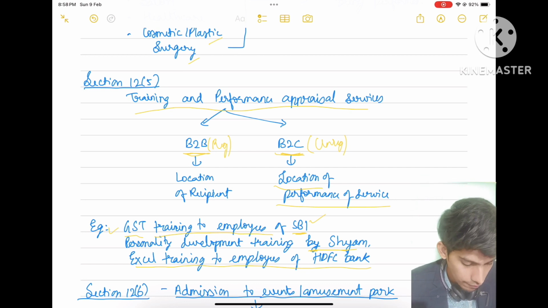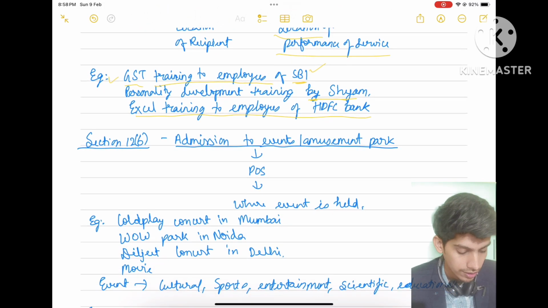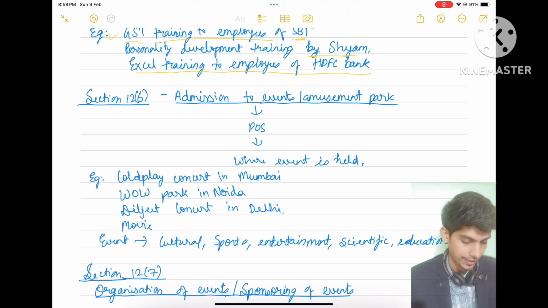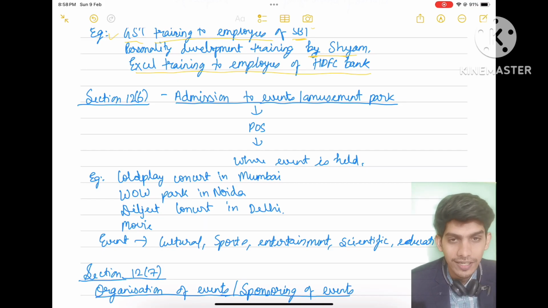Okay. Now moving forward, section 12 subsection 6, admission to events, amusement park. So when a service is being provided as admission to events or an amusement park, events can be cultural events like any dance event, Kathak event, any sports event like IPL or India versus Pakistan match, or entertainment events like concerts or movies, or it can be a scientific or educational event also.